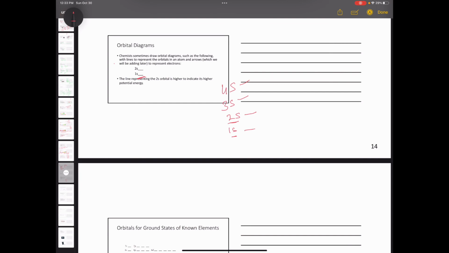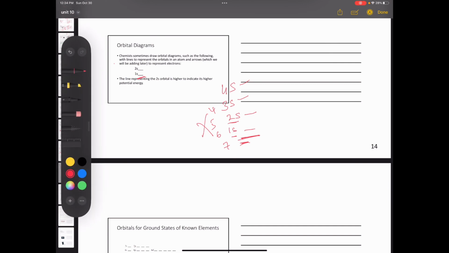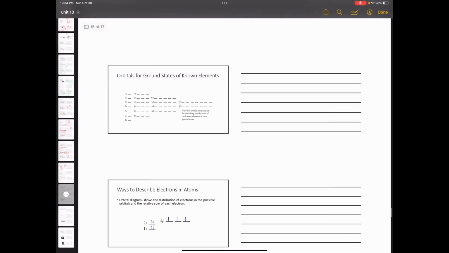Okay. Some people make a mistake and start with a high energy at the bottom. They will start with the 7s and then the 6 and then the 5 and then the 4. That is incorrect. You always start with a lower energy, as we will do in examples in a second. So the line representing the 2s orbital is higher when we do the orbital diagram, indicating it is higher potential energy. It's not arbitrary when we're doing all these lines. It basically represents the potential energy for these orbitals.